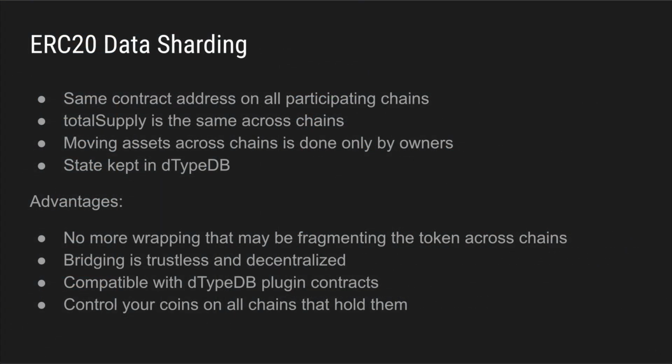What you saw in this demo is data sharding for ERC20 tokens. Same contract address on all participating chains. The total supply is the same across chains. Moving assets across chains is done only by owners. State is kept in dTypeDB. Advantages: no more wrapping of tokens that may be fragmenting the token across chains. The bridging is trustless and decentralized, and it is compatible with dTypeDB plugin contracts. You control your coins on all chains that hold them.